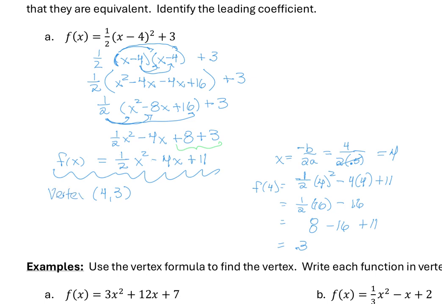It also asks us, what is our leading coefficient? And for both of them, it doesn't matter whether you are in vertex form or standard form, our leading coefficient for this one is 1/2. We get the 1/2 here from our function, and it's the same thing as this number that is on the outside in our vertex form.